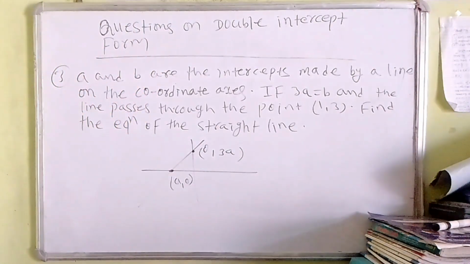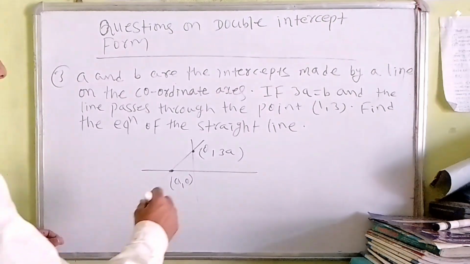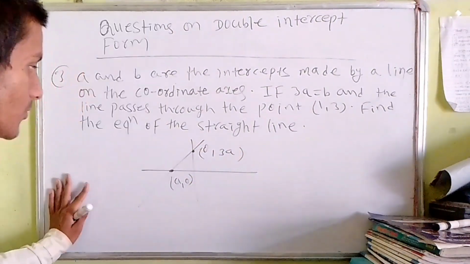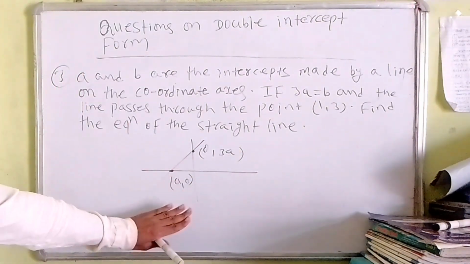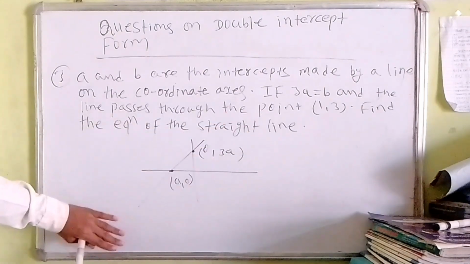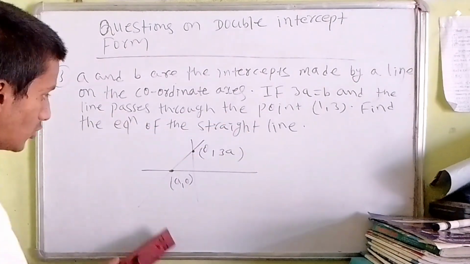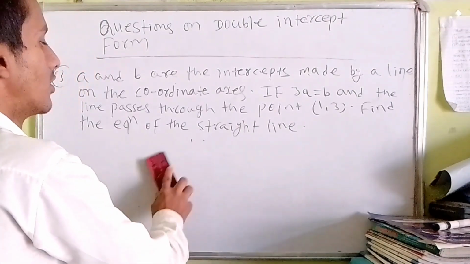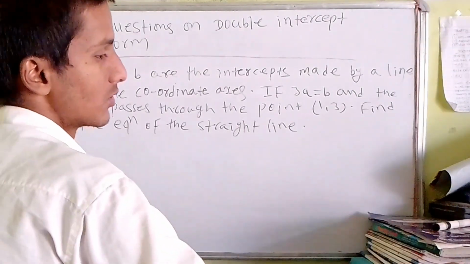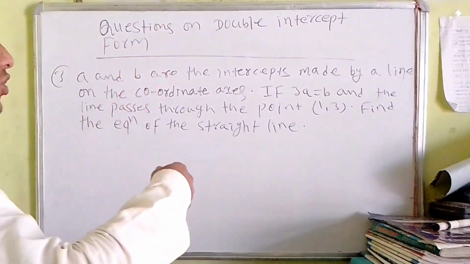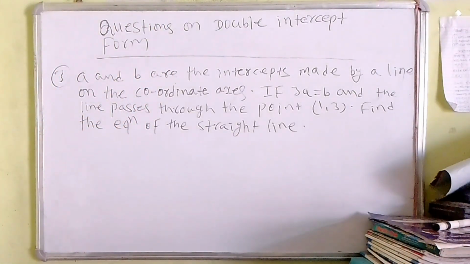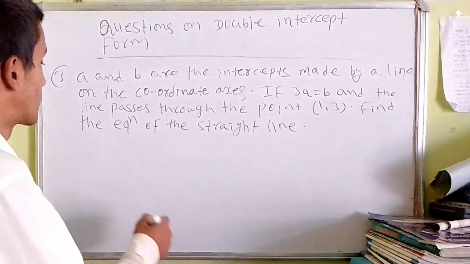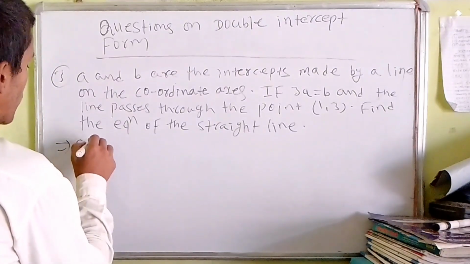And the line passes through the point 1 comma 3. The point 1 comma 3 lies on the straight line. Then you're told to find the equation of the straight line. How are you going to do that? First of all, we know the intercepts, but you do not know the value of A actually. So let's use that first. Then it'll make more sense to you.